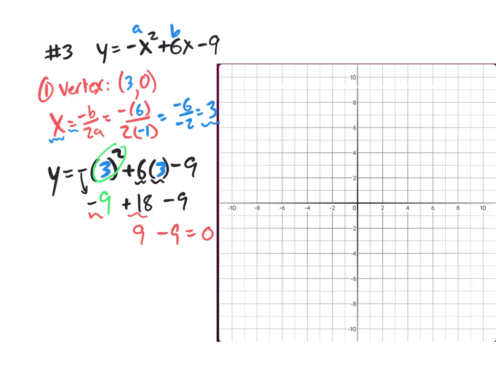Okay? So you guys are going to have to do all this on your own right now. So I hope you guys are paying attention and taking notes. So let's plot this most important point, 3, 0. 3 on the x. 0 on the y. You don't go up or down. You stay right there. So this is your vertex.